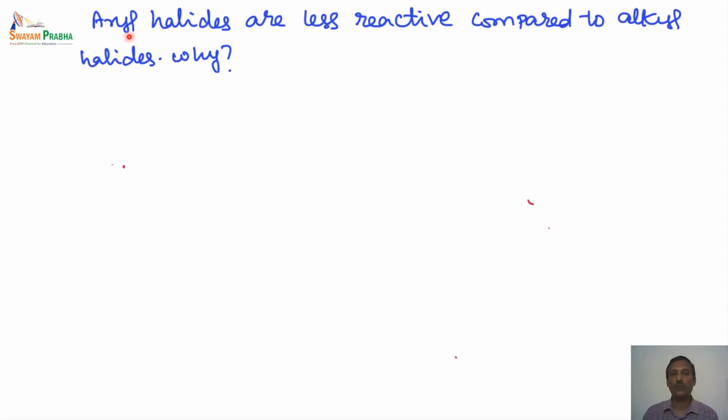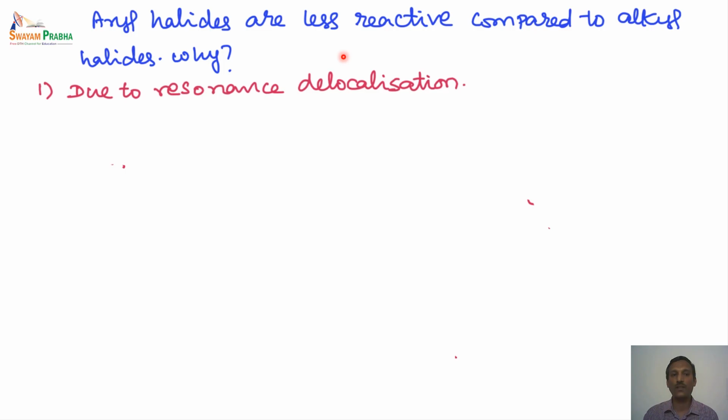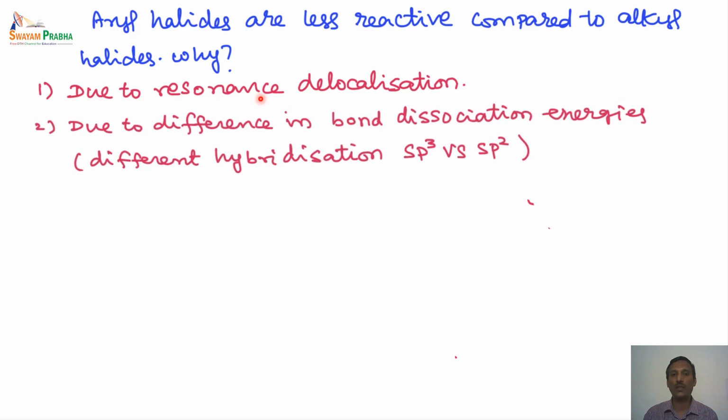Now if we look at the reactivity of aryl halides and alkyl halides, aryl halides always react at a relatively lesser rate compared to alkyl halides. We need to find out the reason for this. The major contributor for the poor reactivity of aryl halides is resonance delocalization, or resonance stabilization. Aryl halides are basically stabilized by resonance. We will see how the resonance comes.